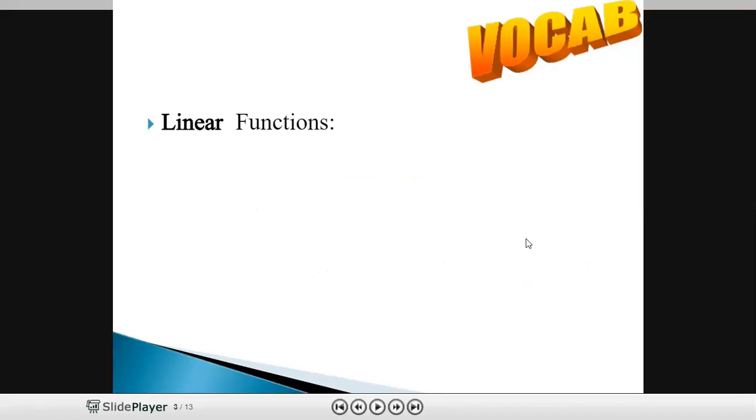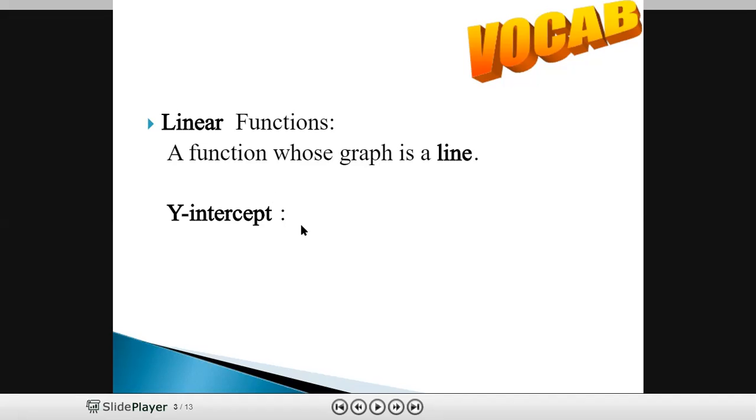Now, we want to talk about linear functions. A function whose graph is a line. So linear function, it's a function whose graph is a line. And what about the y-intercept? Where does the line cross the y-axis? Could you please tell me?